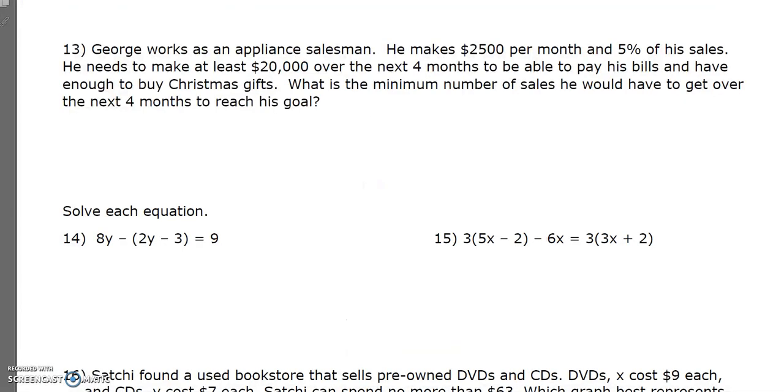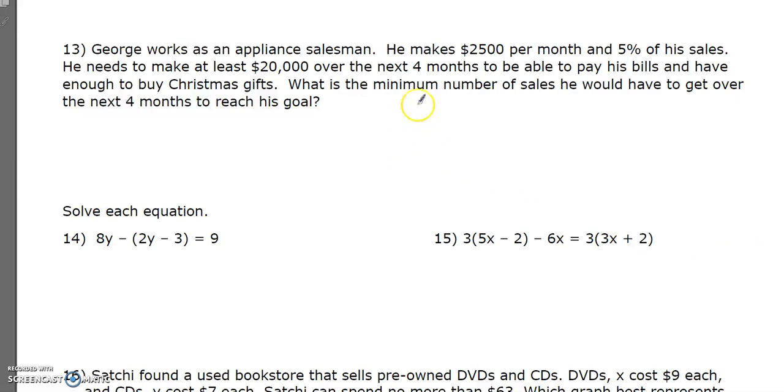All right, number 13 says, George works as an appliance salesman. He makes $2,500 per month and 5% of his sales. He needs to make at least $20,000 over the next 4 months to be able to pay his bills and have enough to buy Christmas gifts. What is the minimum number of sales he would have to get over the next 4 months to reach his goal?